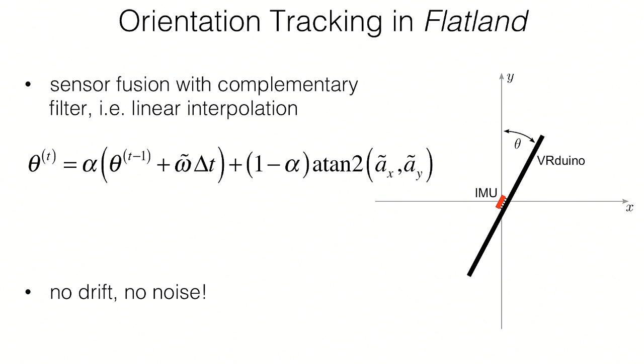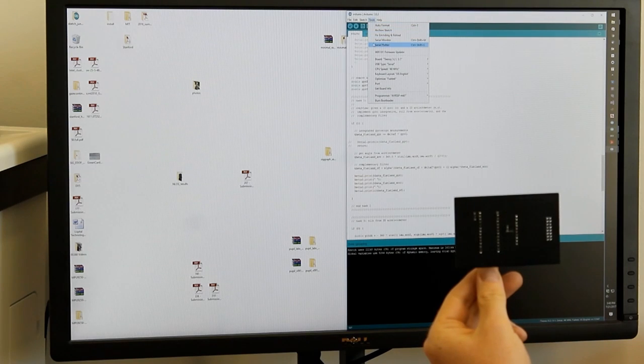It sounds fancy, but it's really just a linear interpolation between these two values. So our tracked angle on the left, theta t, will be the integrated gyro measurements plus the estimated rotation angle from the accelerometer, and we're just going to apply a linear interpolation factor alpha with respect to that. And it's as simple as that, gives us no drift and no noise over time. Potentially a tiny little amount of latency in these measurements.